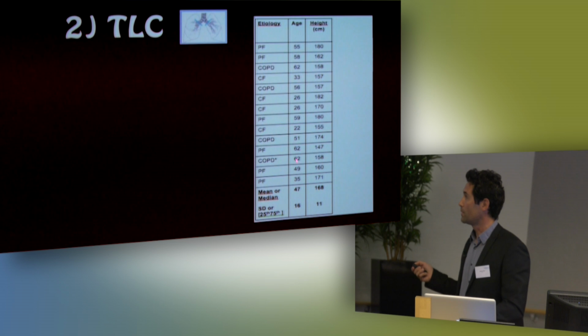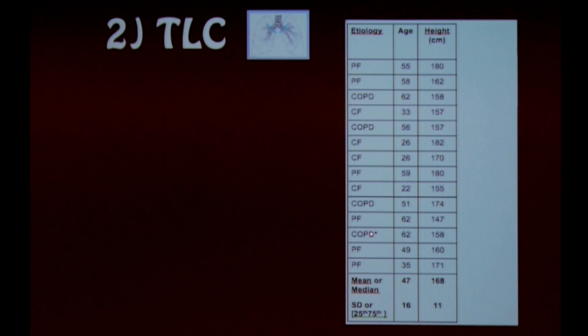So here you have all the patients, with pulmonary fibrosis, COPD, or cystic fibrosis. And here is the age of the patients.